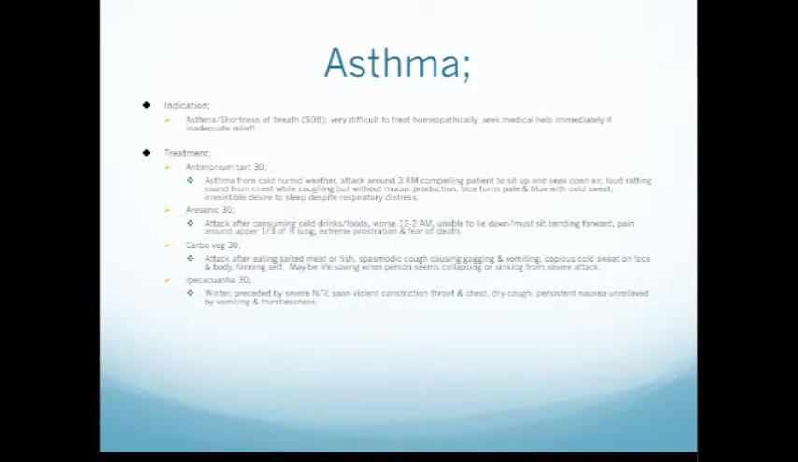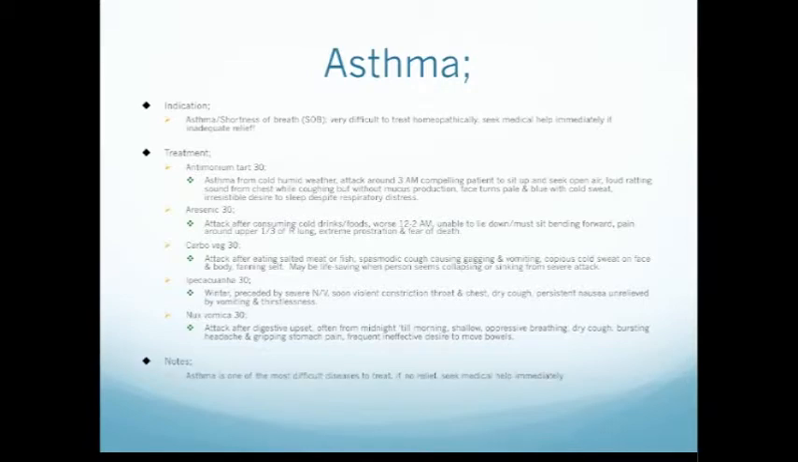Ipecacuanha 30 is good for asthma attacks that happen in winter, preceded by severe nausea and vomiting. There will be violent constriction of the throat and chest, a dry cough, and persistent nausea, unrelieved by vomiting, and thirstlessness. Nux vomica is good for those who have an attack of asthma within a short period after a digestive upset. Often it will last from midnight until the morning hours. There will be shallow, oppressive breathing, dry cough, and a bursting headache with gripping stomach pain, and also a frequent ineffective desire to move the bowels.